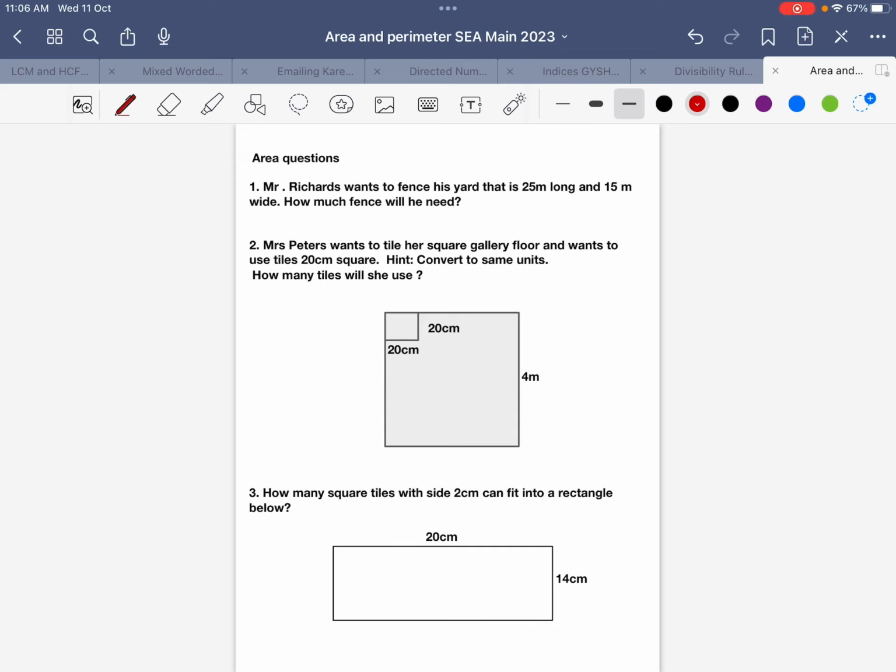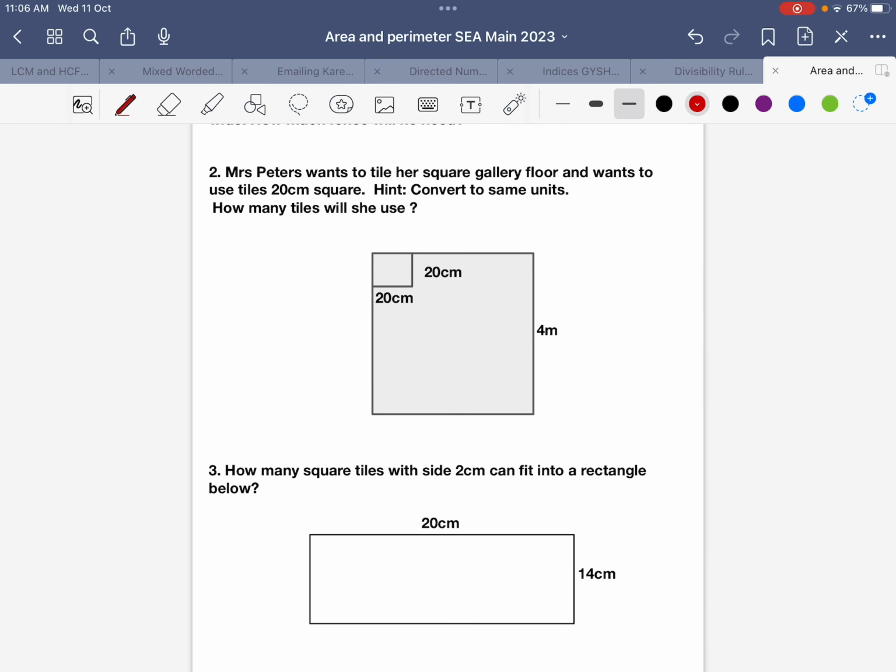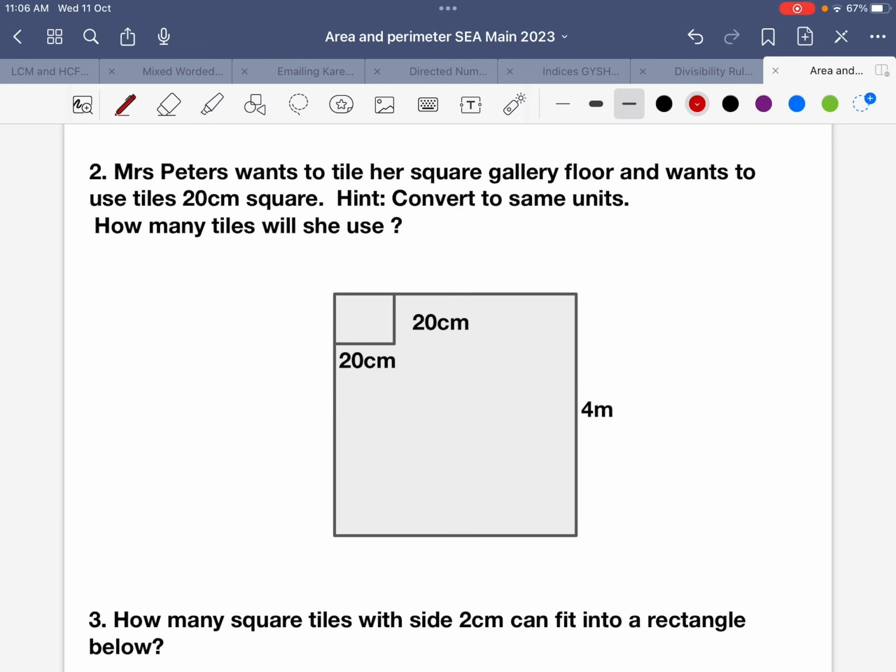Let's take a look at number 2 and number 3. These are tile questions. How many tiles can fit in a particular area? Let's go through the solutions. Number 2. Ms. Peters wants to tile her square gallery floor and wants to use tiles 20 centimeters square. How many tiles will she use?